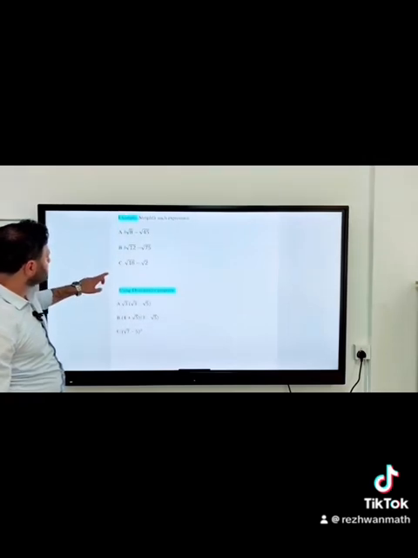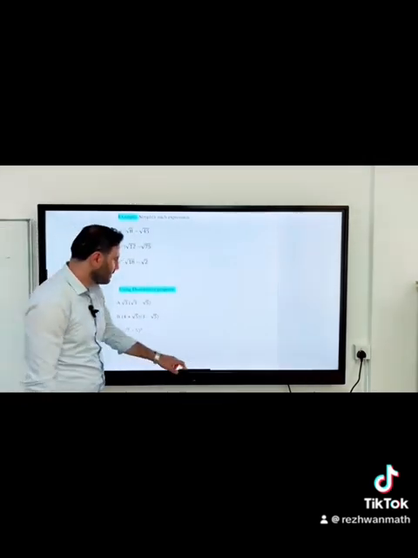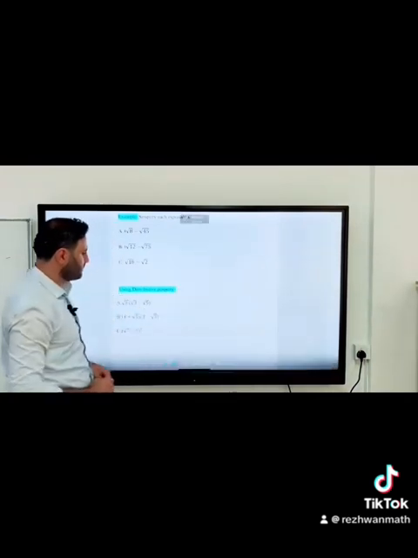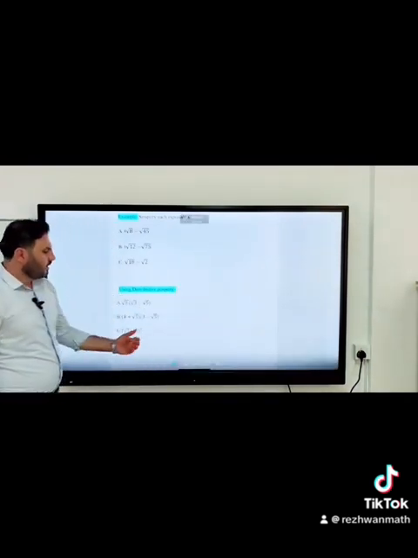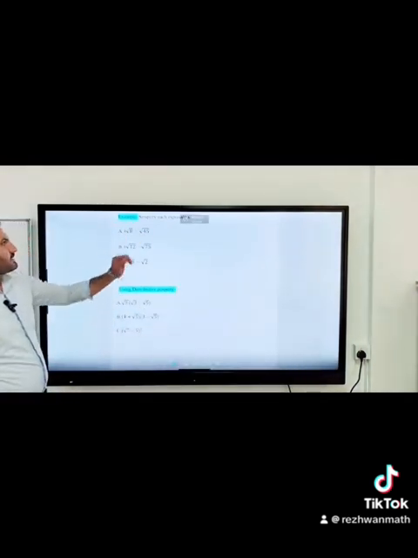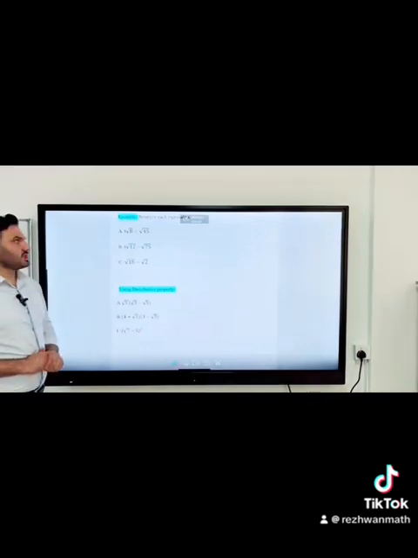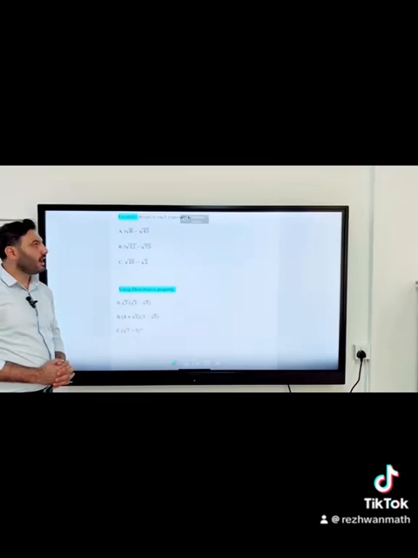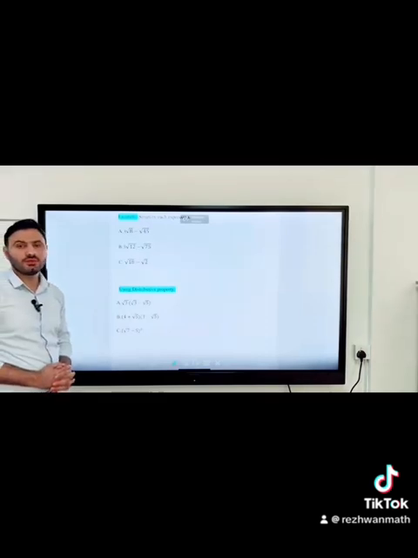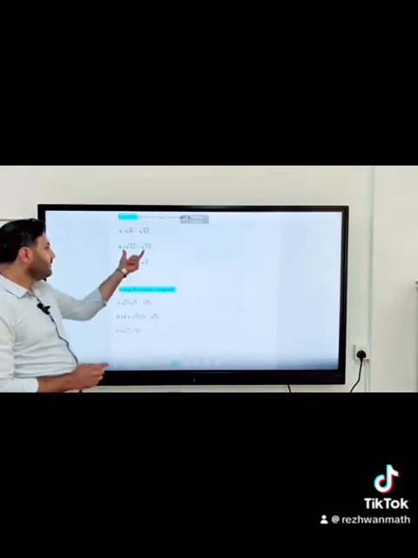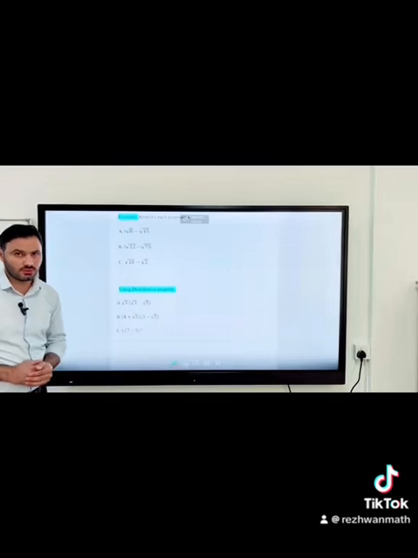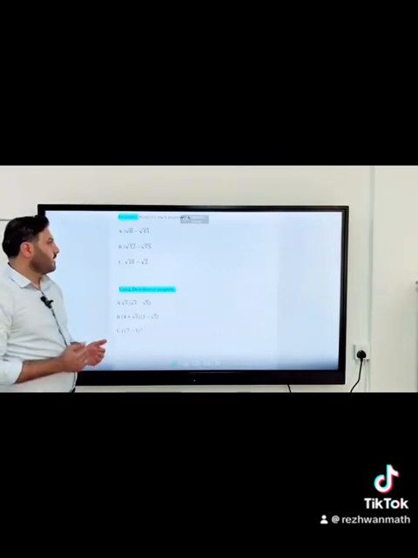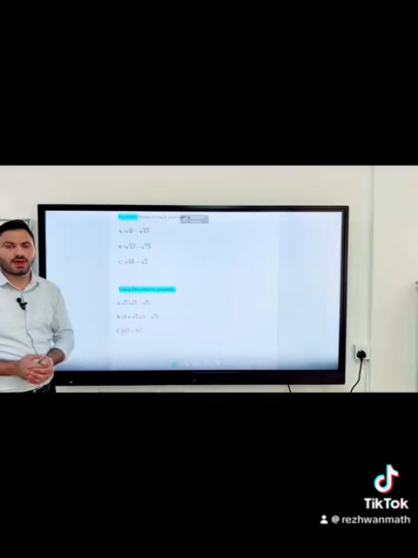Let's go to the next page. Now we have simplify each expression. Example, simplify each expression. A, 3 square root 8 minus square root 45. But if you look at these two square roots, it's not like radical. But we have to simplify it.